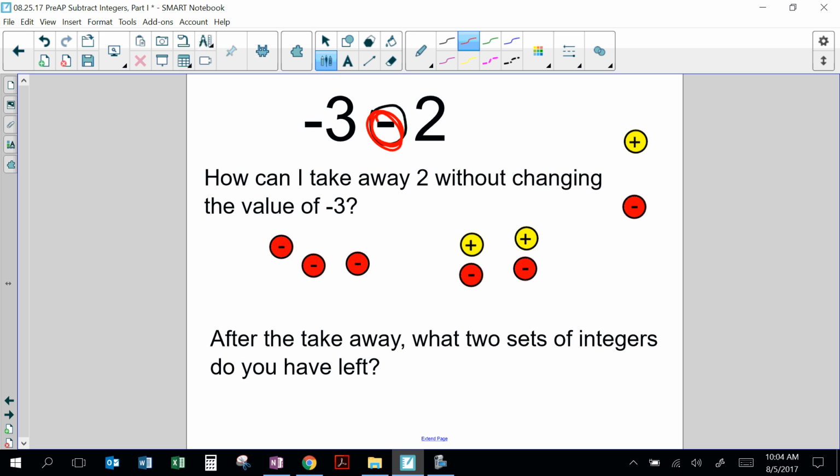So now, I started with negative 3, can I take away 2? I can take away these. They go away. And what do you have left? I have negative 3. I have negative 2, which is equal to negative 5.